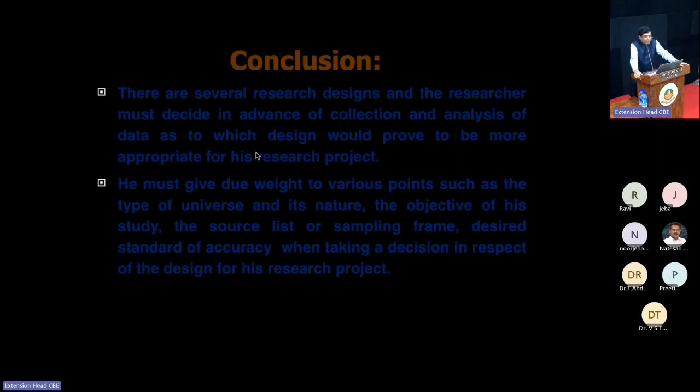We must give due weight to various points such as the type of universe and its nature, the objective of the study, the source list and sampling frame, and the desired standard of accuracy when taking a decision in respect of the design. This is the underlining factor. This has to be underlined. What is that? Desired standard of accuracy. If you are not serious about your research, if you don't want accurate results, you can stop at the second one itself, descriptive. No problem. You can stop at exploratory, no issue. Don't resort to experimental. Don't get fooled by others. If you want accuracy, then only go to the ex post facto or else experimental research design or evaluative research design because they need seriousness. They need high end.